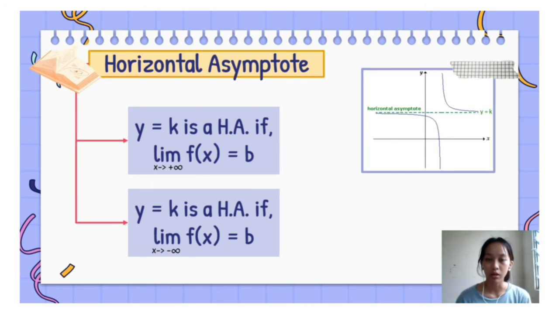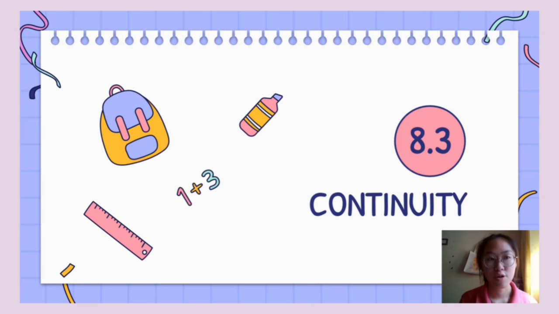Now we have the horizontal asymptote. Y equals k is a horizontal asymptote if limit f(x) when x is approaching infinity from the right side is equal to b, or when limit f(x) where x is approaching infinity from the left side is equal to b.